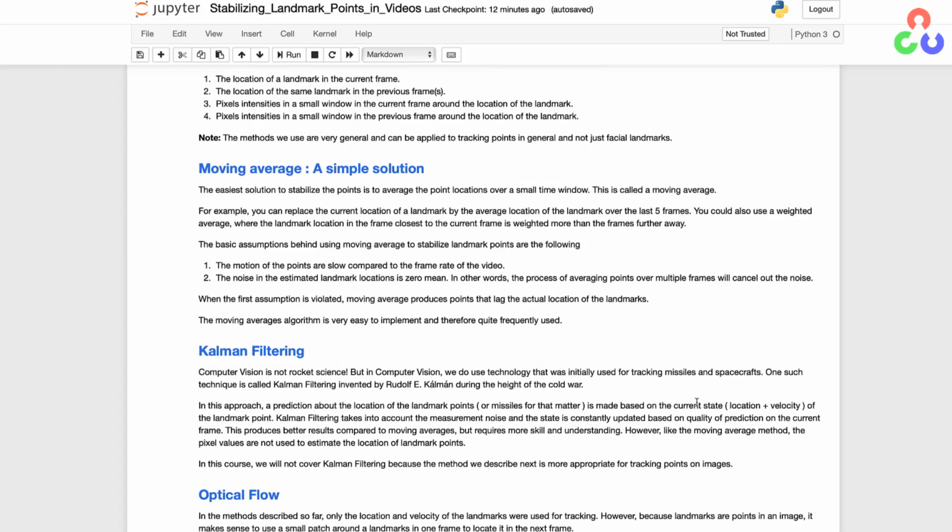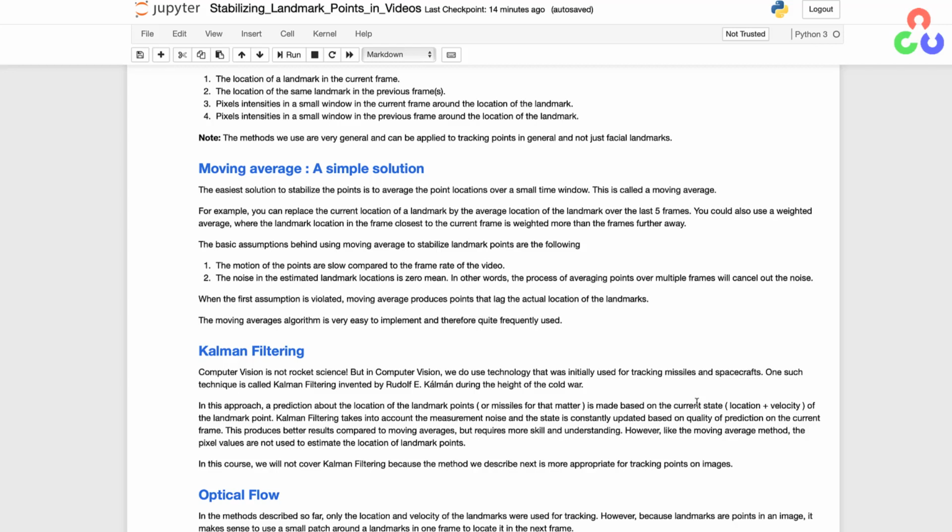The first method is to use a simple moving average. What it means is that over the last few frames, you know the location of a particular landmark in each frame. So we can perform a smoothing over time so that the jitter is gone. For example, if you're looking at the current location of a landmark, you can replace this current location by a moving average of the 5 last frames. So you calculate the average of all x and y coordinates in the last 5 frames and you replace the current estimate by that value.